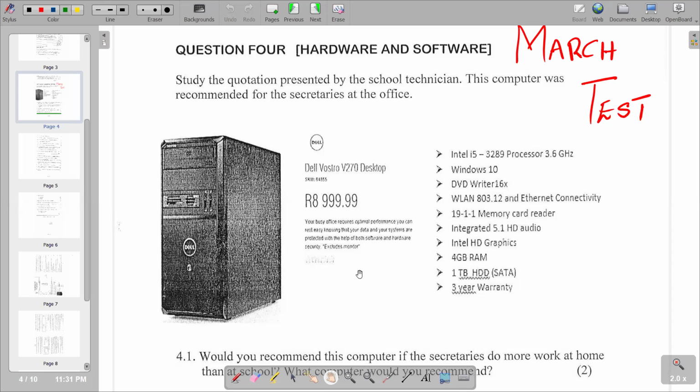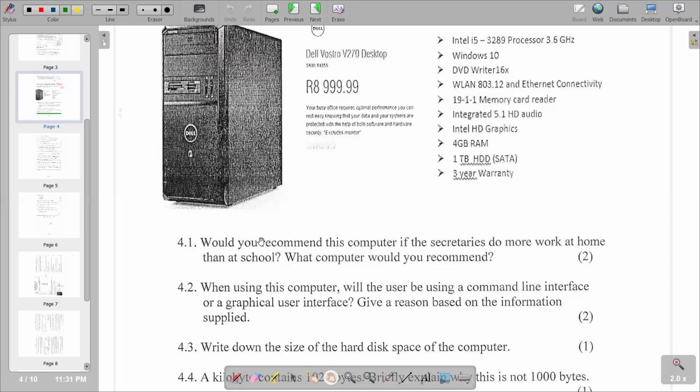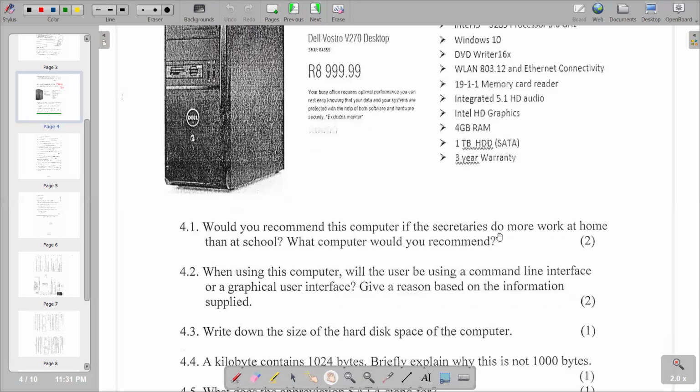So, the first question reads, would you recommend this computer if the secretaries do more work at home than at school? And then the second part, what computer would you recommend? Our question has got 2 marks.